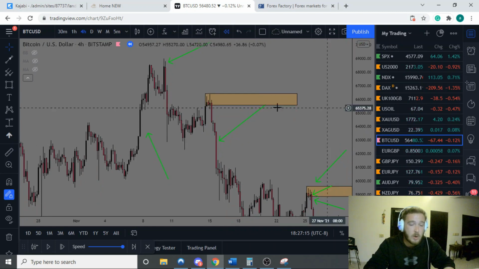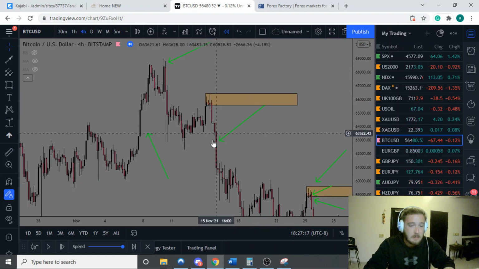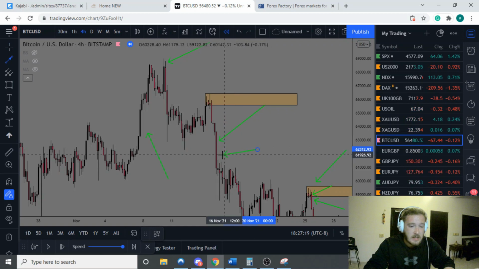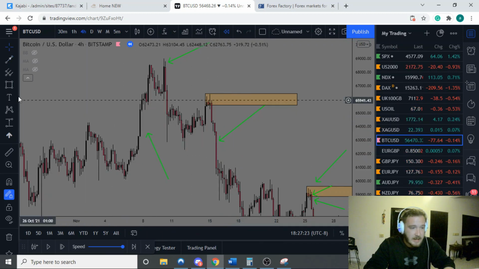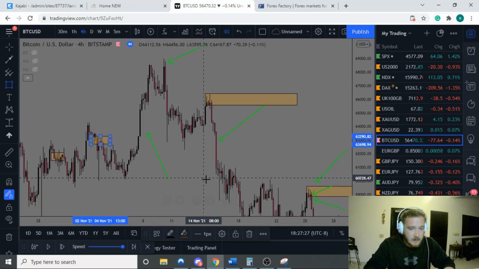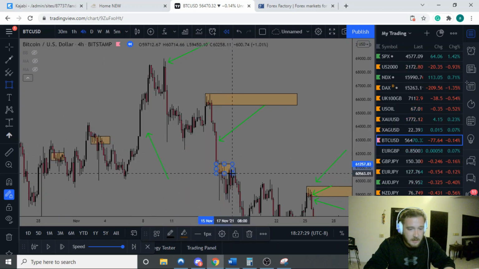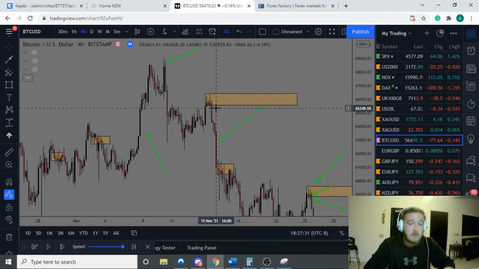Really focus on the quality of the leg outs. Strong imbalances. Big money is creating these strong imbalances. We're not interested in trading at little zones in here, or in here, or in here. We're not interested in that. We're trying to find where the big money came in. Okay, and we're going to see that by these strong candlesticks and then trade at where it originated from.